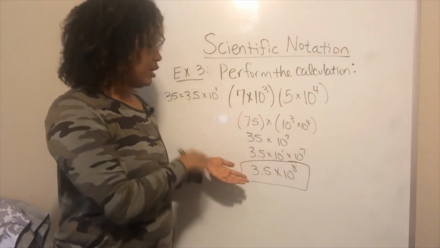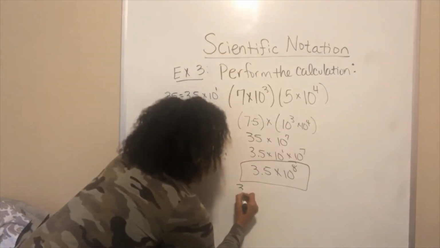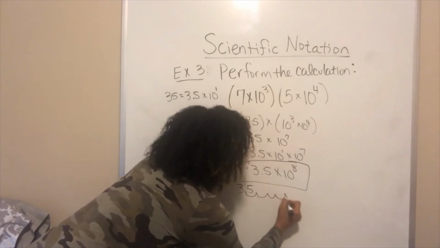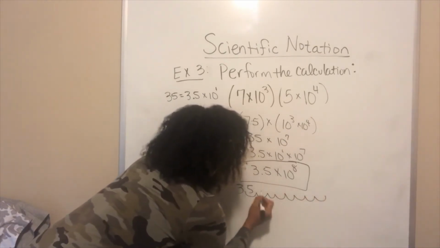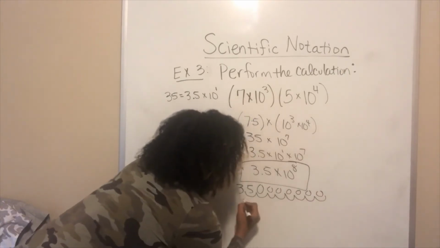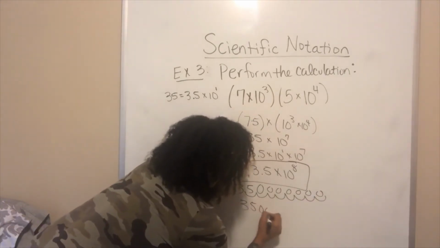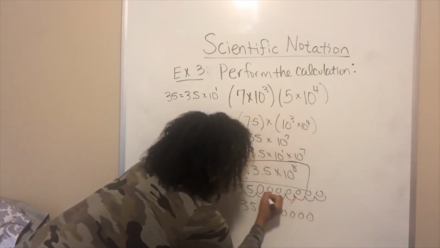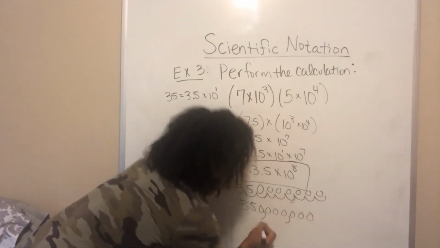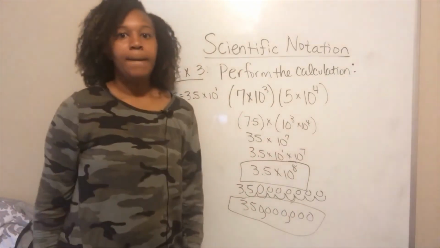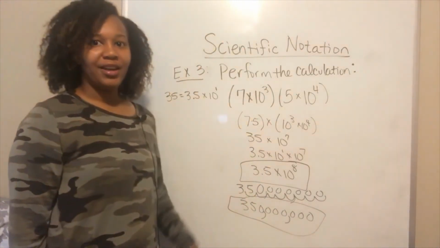And if I had to, I could write that out as move my decimal to the right 8 times. 1, 2, 3, 4, 5, 6, 7, 8. That will be 1, 2, 3, 4, 5, 6, 7 zeros. So that will be a comma here and a comma there. So 350 million. So that's equivalent to 350 million. So that's how you will perform that calculation.